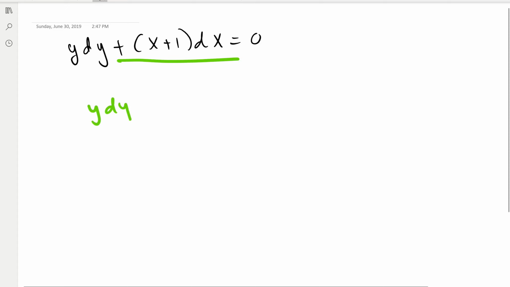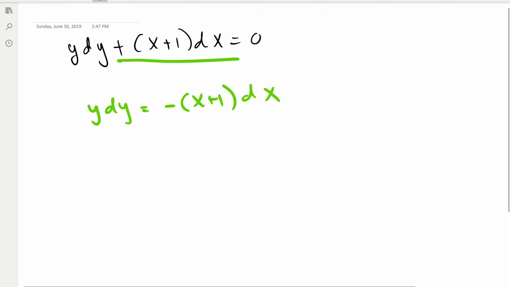So y dy is equal to minus x plus 1 dx. Now you don't need to write dy over dx because look at this expression. It's already separated. It's in the separated form. Y terms are already isolated in the left hand side. X terms are already isolated in the right hand side. This is your separation. You can integrate from here.